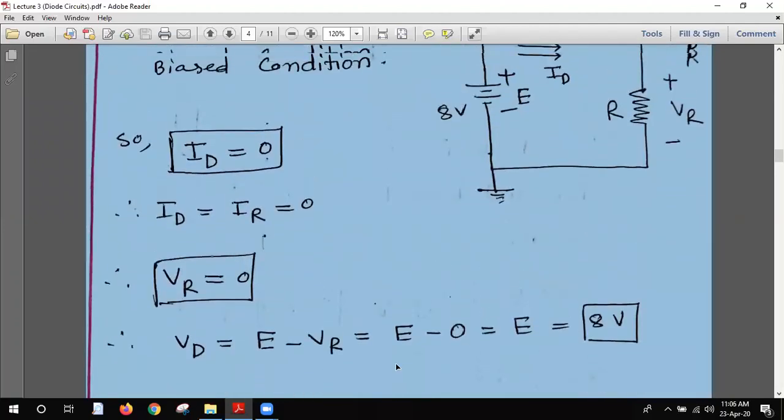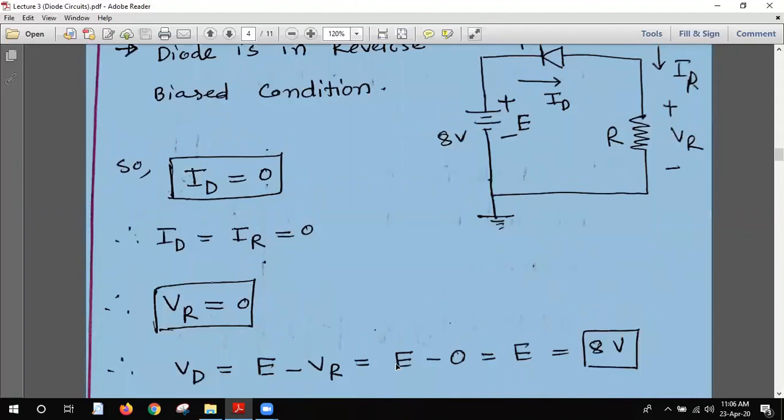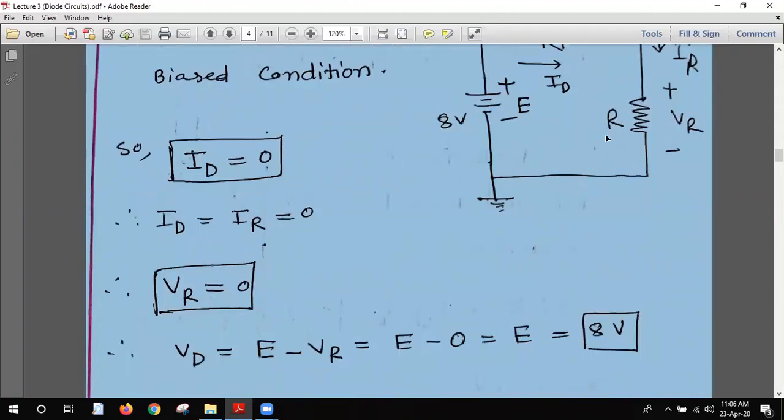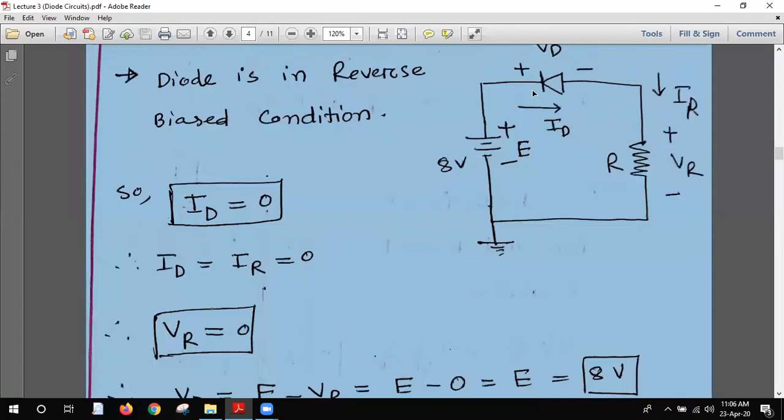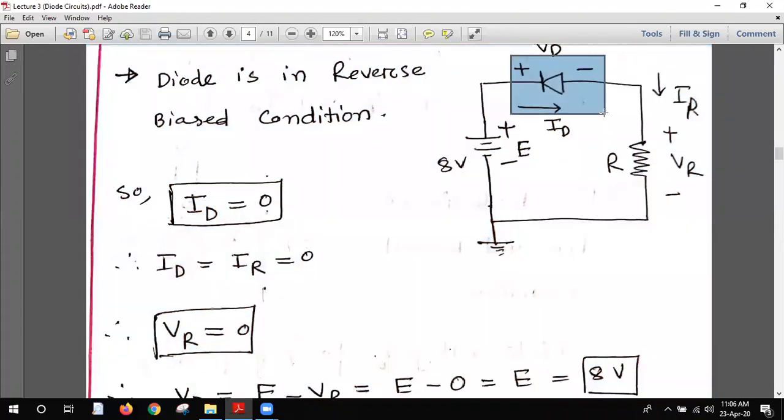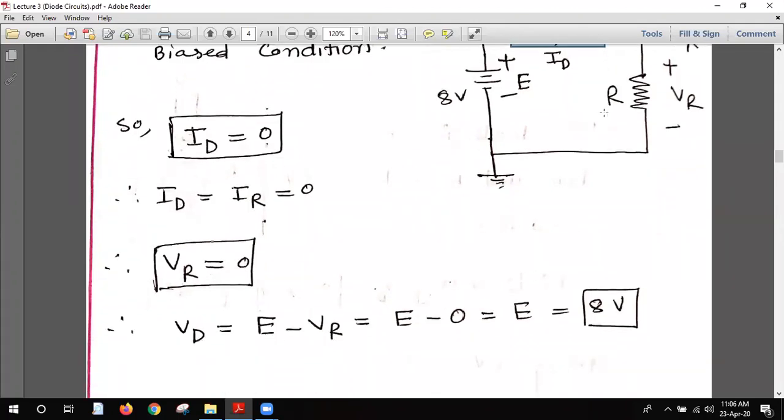So what is VD? You see that this is a series circuit. So the VD will be E minus VR. The VR is 0, so VD equals E. Basically the whole voltage will be applied across the VD, so VD will be equal to 8 volt. We all know that when it becomes an open circuit, the whole voltage is applied on the open circuit terminal. That's how the reverse bias condition works.